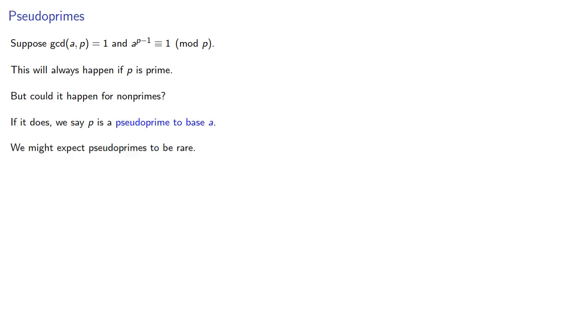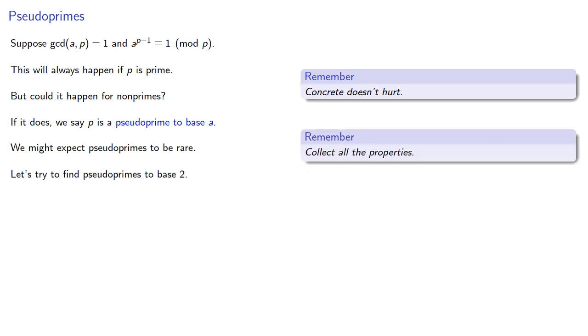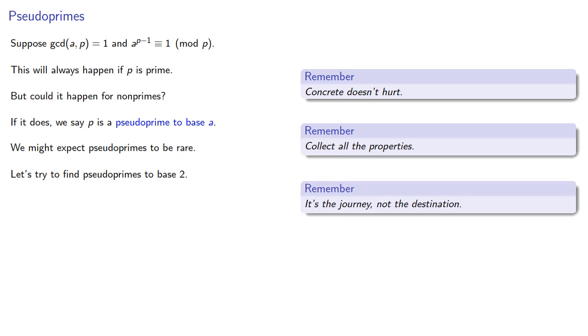We might expect pseudoprimes to be rare, so concrete doesn't hurt. Let's try to find pseudoprimes to base 2. A useful strategy is to collect all the properties. And remember, it's the journey, not the destination.